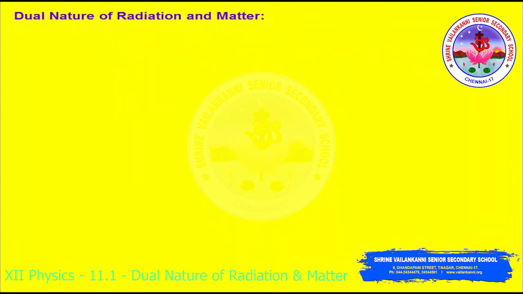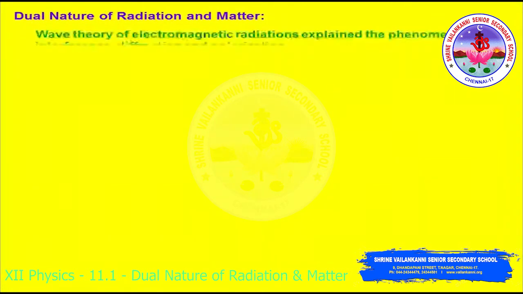So, the dual nature of radiation: phenomena like interference, diffraction and polarization can be satisfactorily explained only on the basis of wave nature. On the other hand, phenomena like the photoelectric effect can be explained only in terms of quantum theory, right? By assuming the particle nature of light, this shows that light radiation has dual nature. So it sometimes behaves like a wave and sometimes as a particle, right?